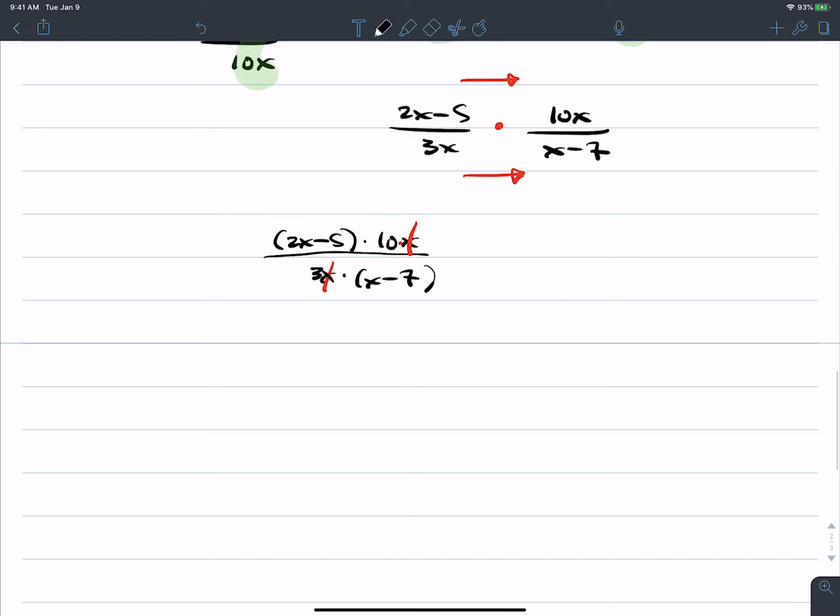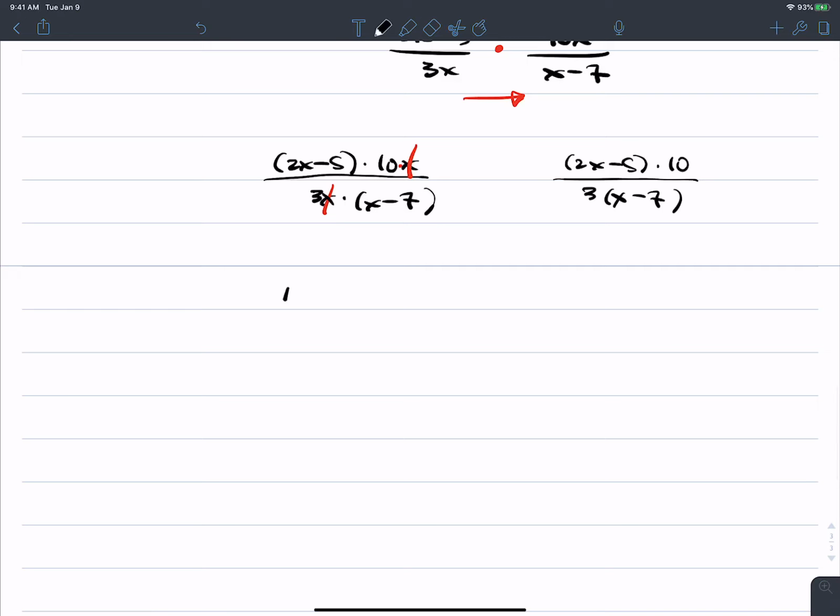You end up with (2x minus 5) times 10 over 3 times (x minus 7). Now notice nothing's going to cancel here. And so you could leave your answer this way, or you can write it as 10 times (2x minus 5) over 3 times (x minus 7), switching the order there. This is acceptable as a simplified answer.